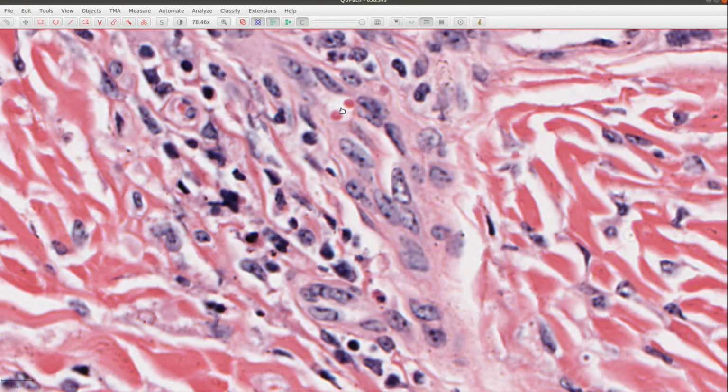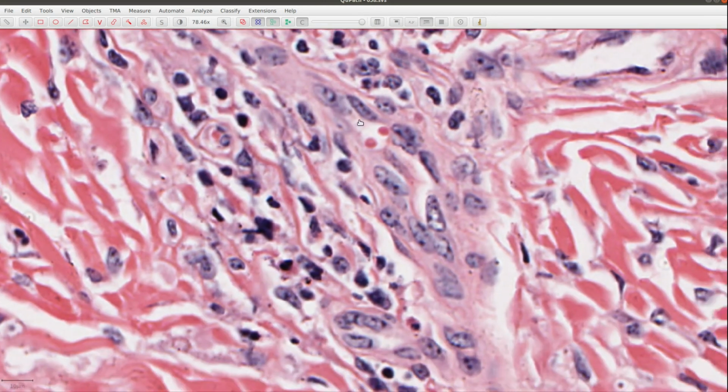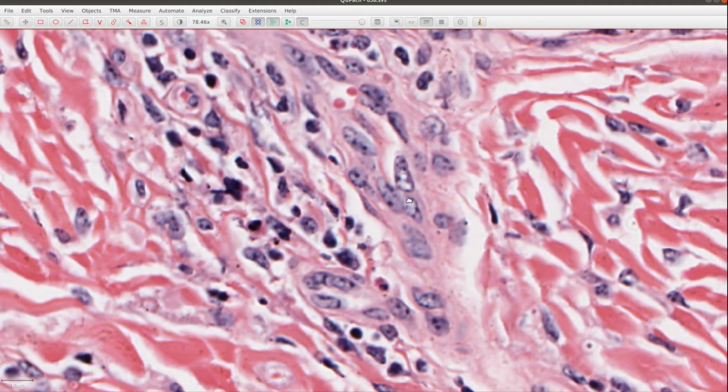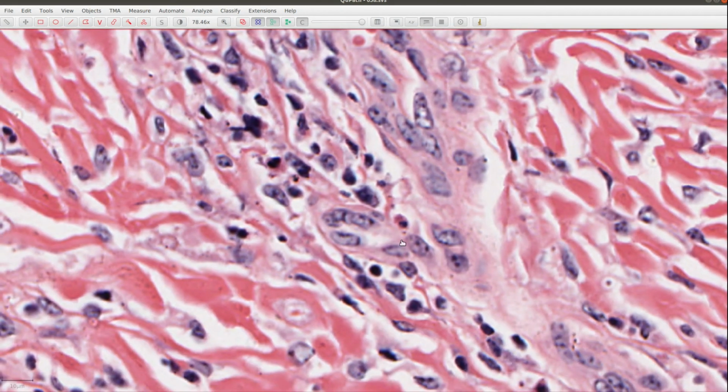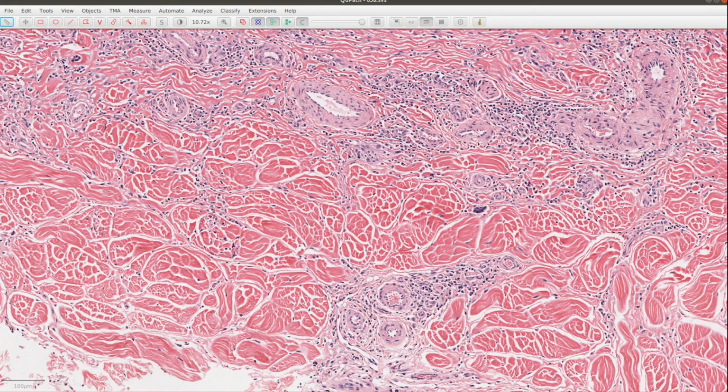So we can just follow that blood vessel up as it's been caught in a bit of an oblique, kind of almost longitudinal section. Here it is, maybe giving off a little branch, a little arteriole going off into the tissue over here. So that's it for now.